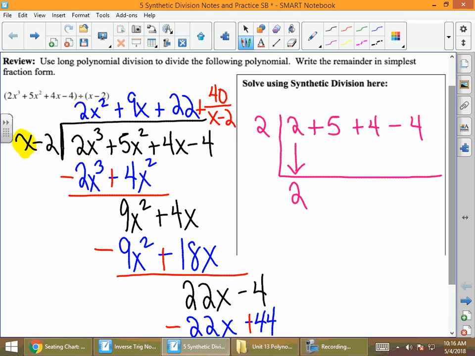And now we're going to multiply. 2 times 2 is 4. 5 plus 4 is 9. It's positive 5 plus positive 4 is positive 9. 2 times 9 is 18. 4 plus 18 is 22. 2 times 22 is 44. Negative 4 plus 44 is 40.